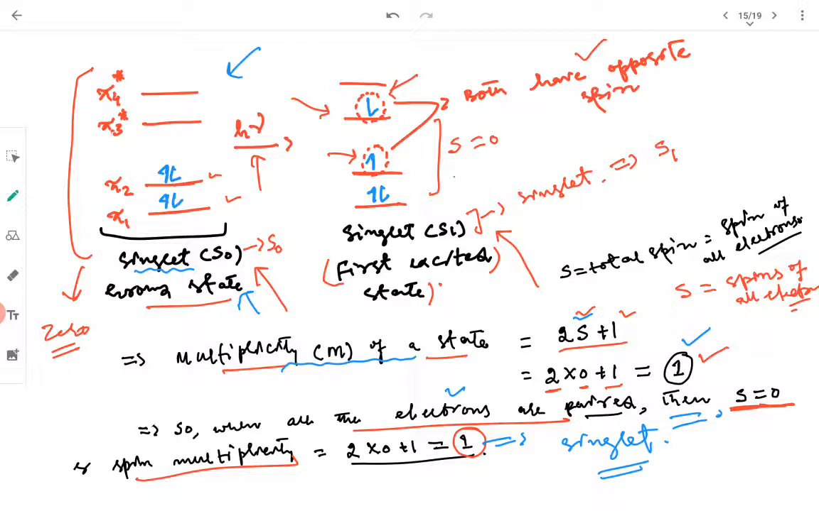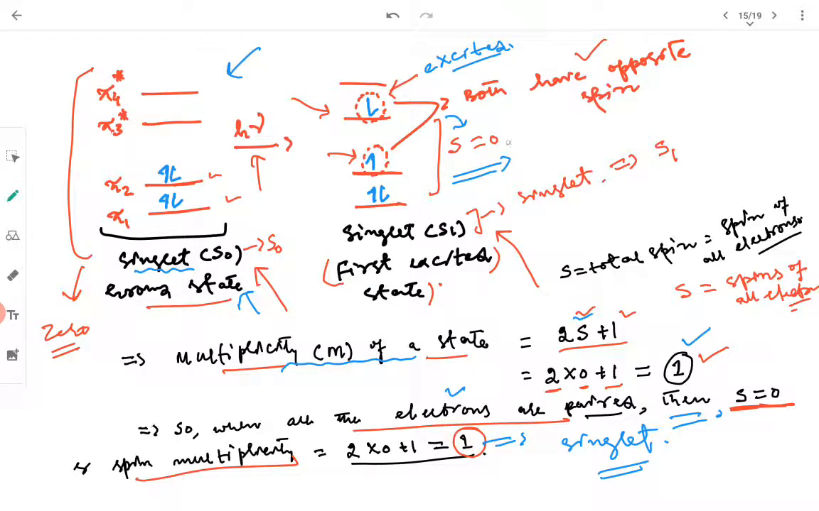Let's talk about the excited state. If you see, the molecule is now in an excited state, and this electron has been excited. This electron is now in the excited state, but it has opposite spin to that of its former partner. And if you see, the overall spin of this state still comes out to be 0.